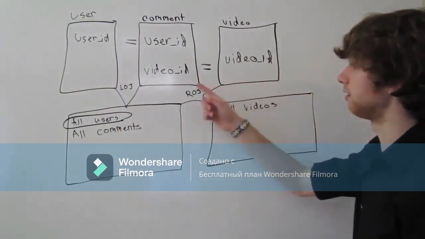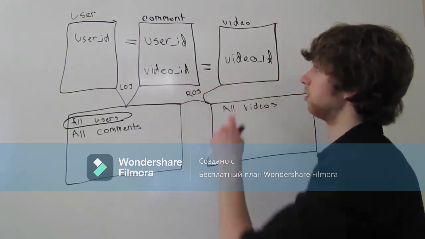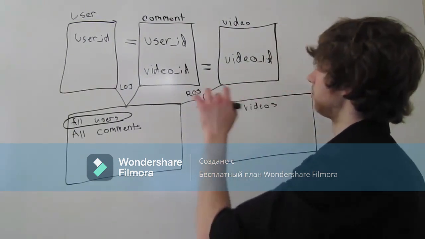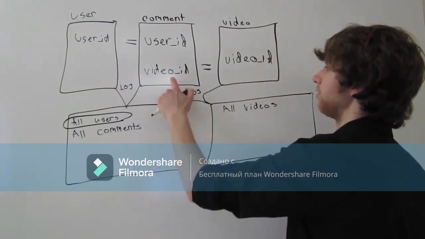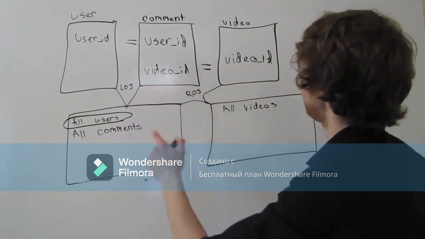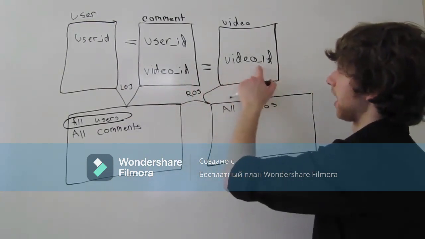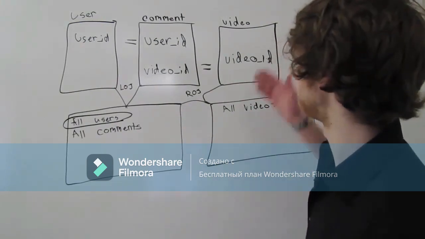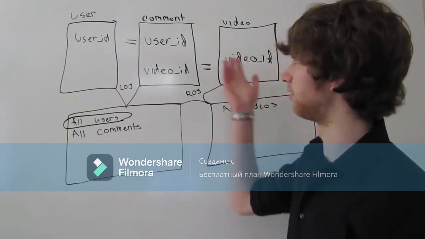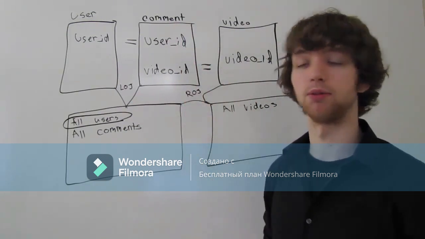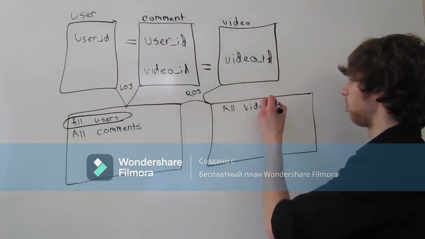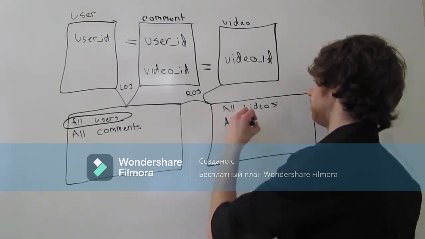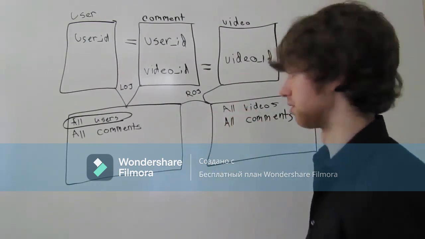But once we get over here, it gets a little different. Now it's about the video, not the user. So we're going to take all of the comments that have a video ID and all of the videos that have a video ID. Because it's a right outer join, we're going to take all the videos, whether or not they have a video ID in the comment table. So the first thing, take all the videos. We're also going to take all of the comments, but we're only going to take some users.